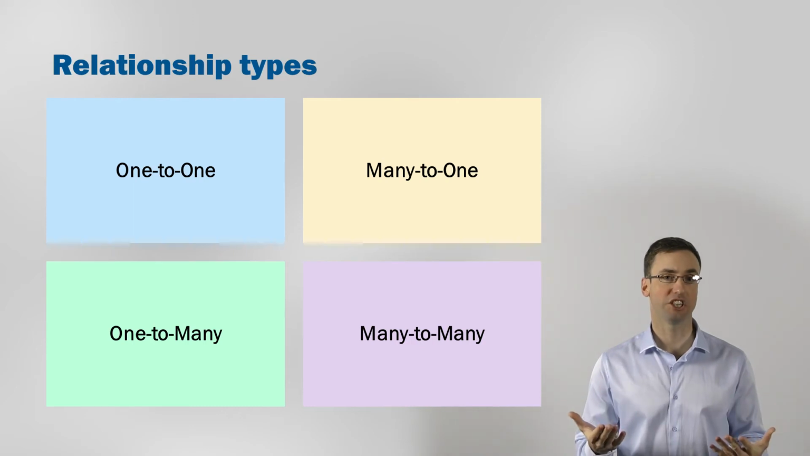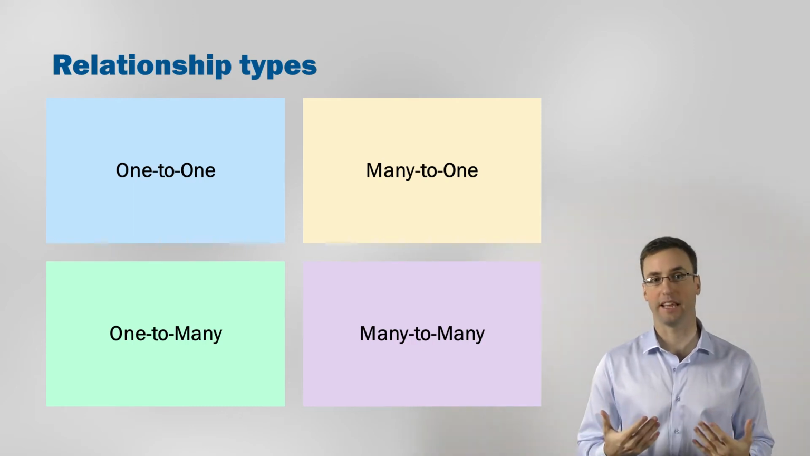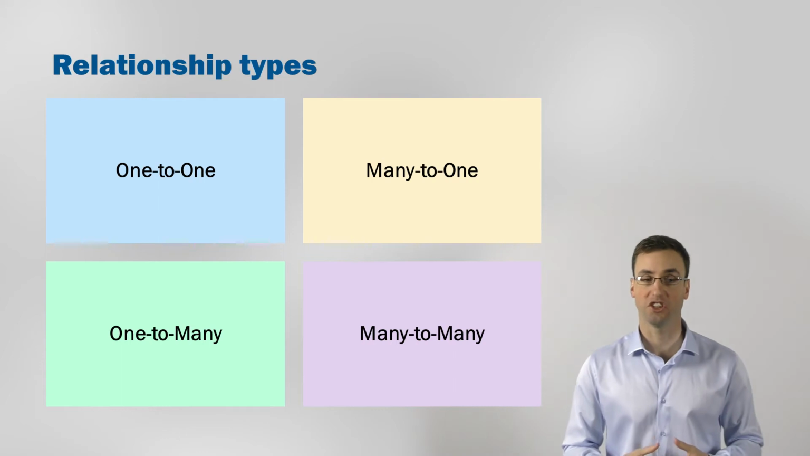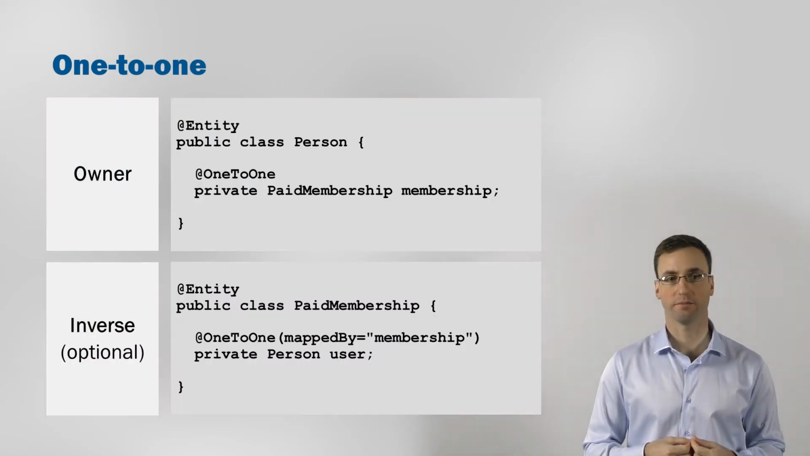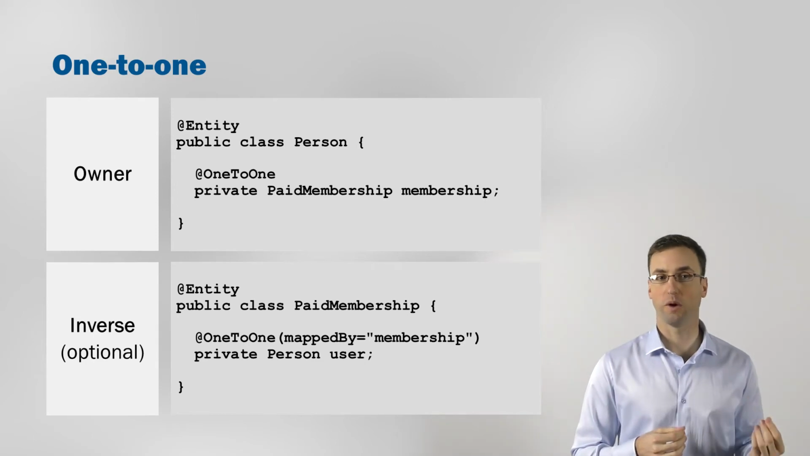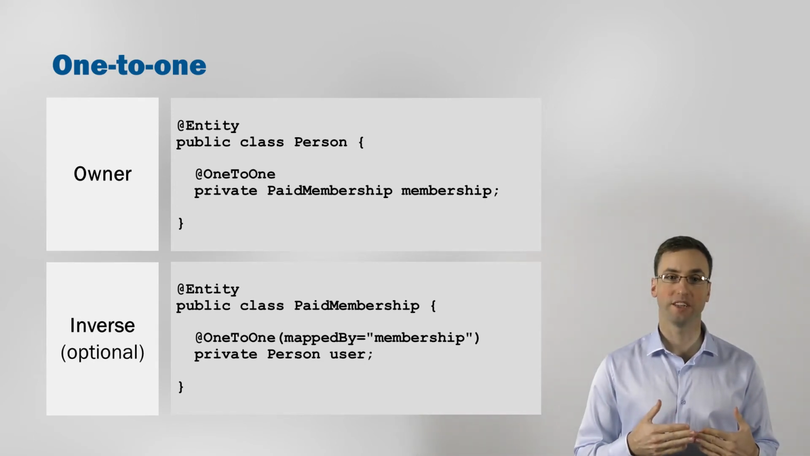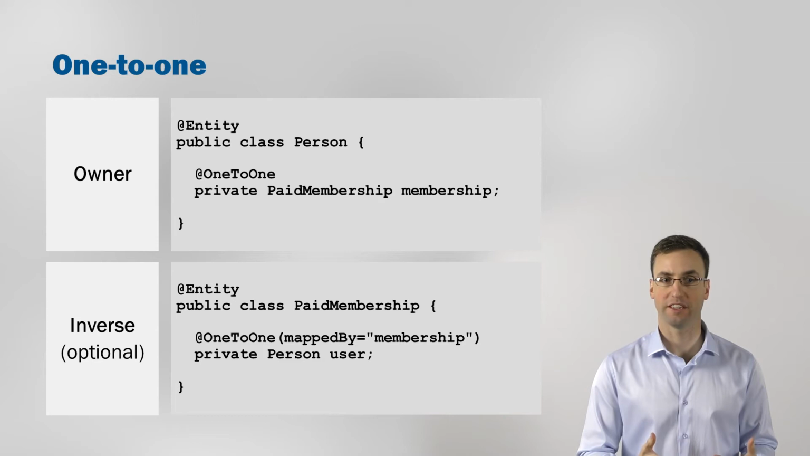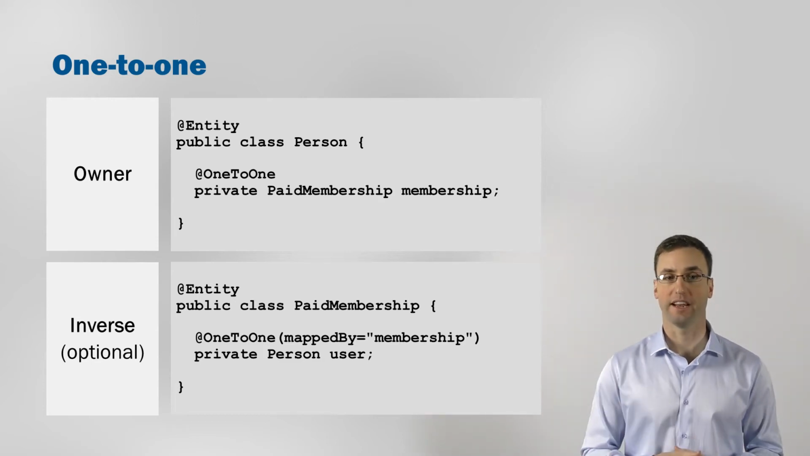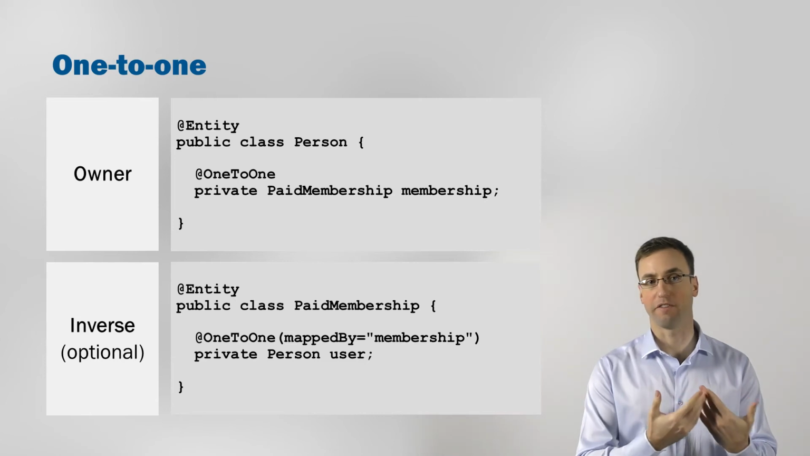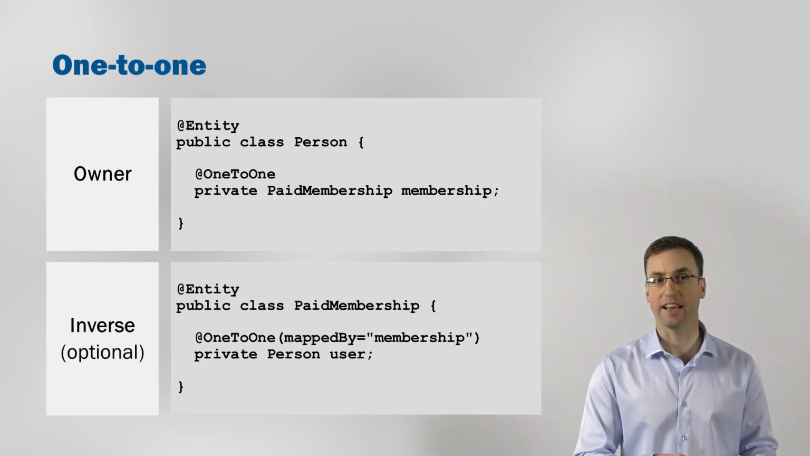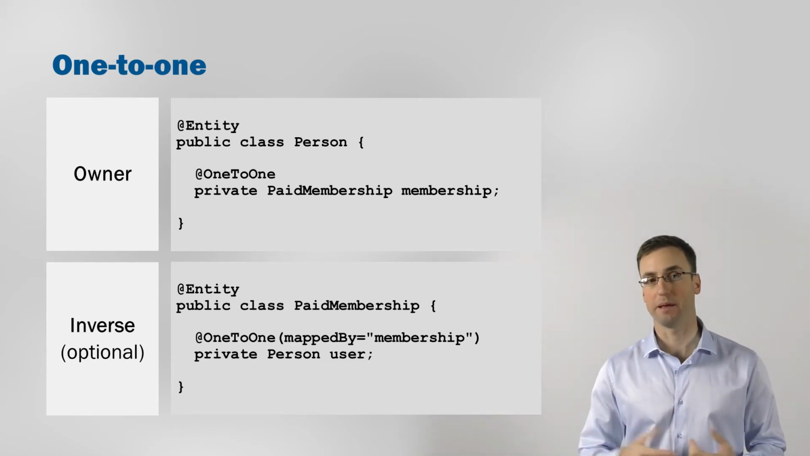Each of these relationship types can be tracked by JPA. They each correspond to annotations on your entities. Let's look at one-to-one first. To define a one-to-one relationship, all you need to do is declare the relationship as a field and then add the one-to-one annotation. JPA will automatically figure out that there needs to be a foreign key in the person table, and that has to match the primary key of the paid membership table.